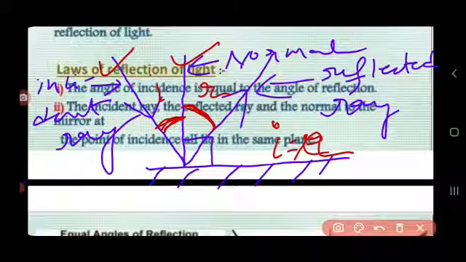Now, next topic. You see the diagram. Here we show you when reflection is done from the plane mirror, how the angle of incidence and angle of reflection are made.